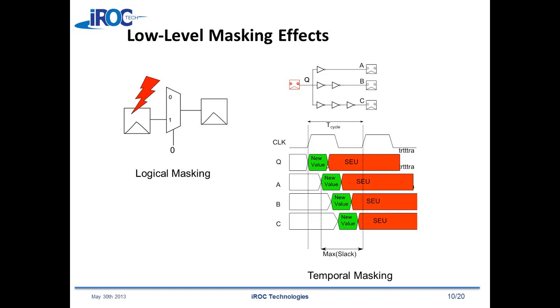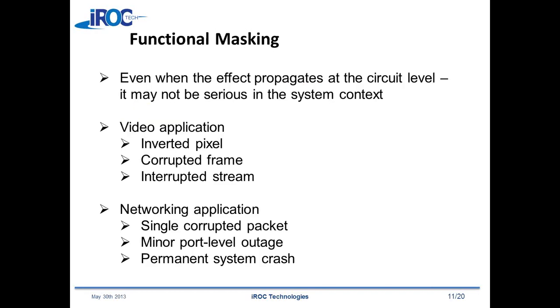So those are low-level masking effects, but there are also higher-level masking effects that we often call functional masking. You have to think about what system you're dealing with. I like to think of a video application. If the soft error just causes a single pixel to get inverted, no one's ever going to know. If it causes a whole frame to get dropped, well, it's perceptible, but probably not a big deal. But if it causes the whole stream to lock up, then that's bad, and that will have real-world consequences, and you could have business consequences.